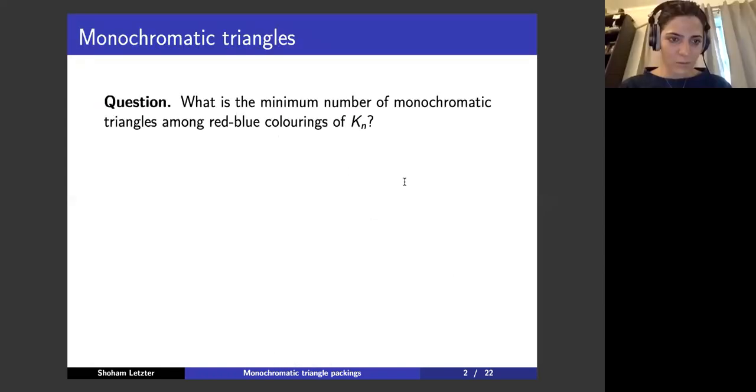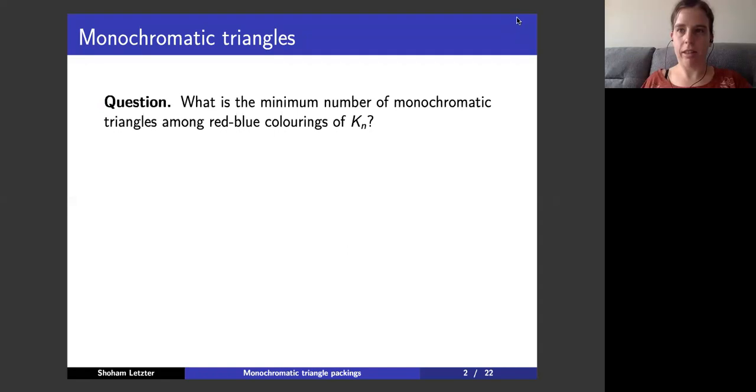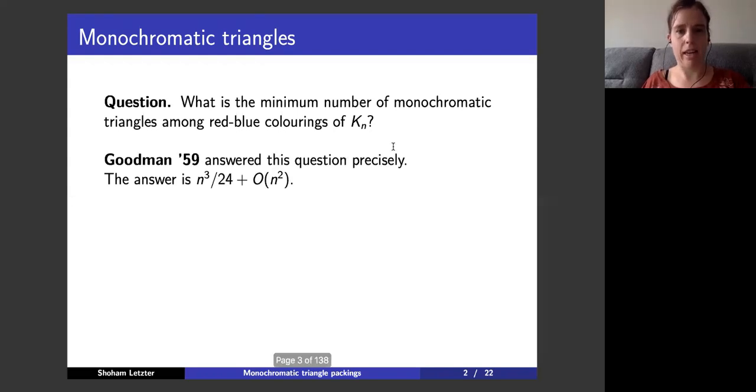So let's start with the following natural question about monochromatic triangles and colored graphs. Given a red-blue coloring of Kn, what is the smallest number of monochromatic triangles I can have? This was answered precisely by Goodman in 59. I won't give you the exact answer, but it works out to be roughly n cubed over 24.